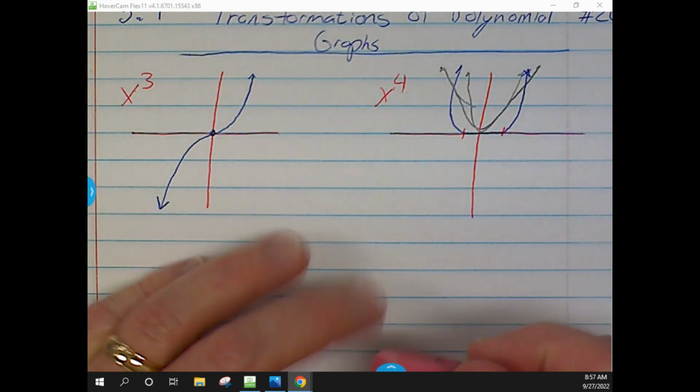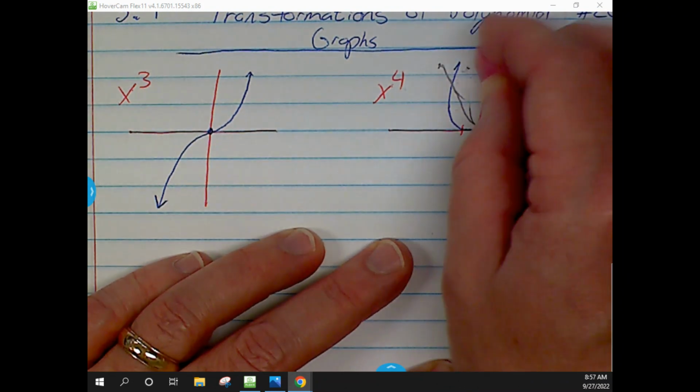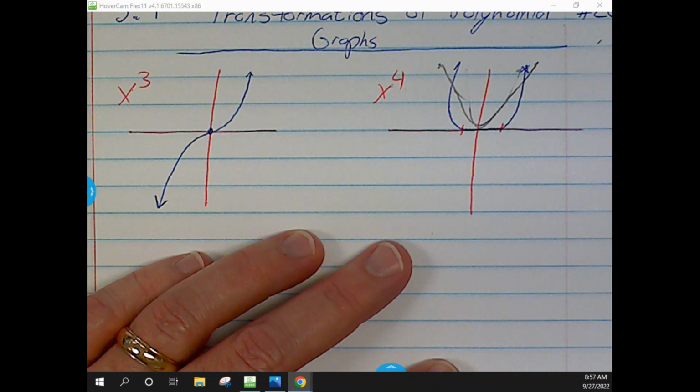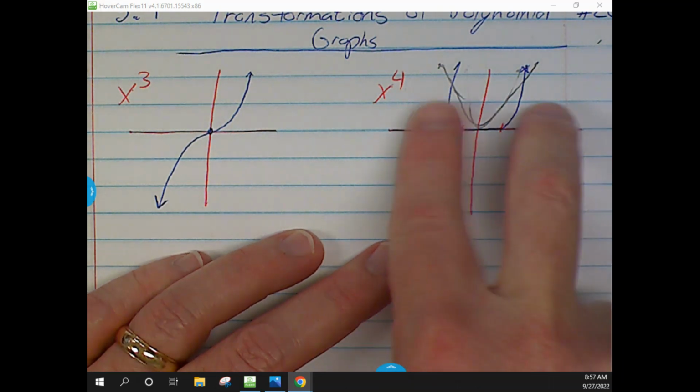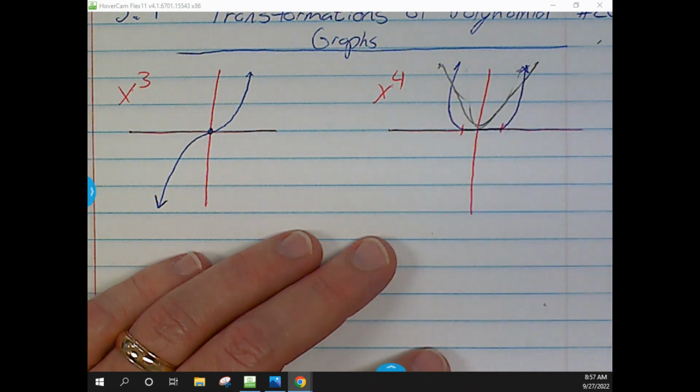Because x to the fourth, once you get past 1, now you're doing 2 to the fourth power instead of 2 squared. So this thing will go up a whole lot faster than x squared would. But in the beginning, it's going to kind of look something more like that.